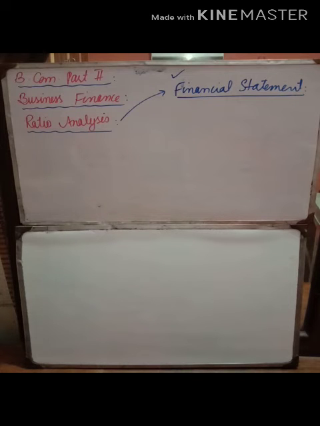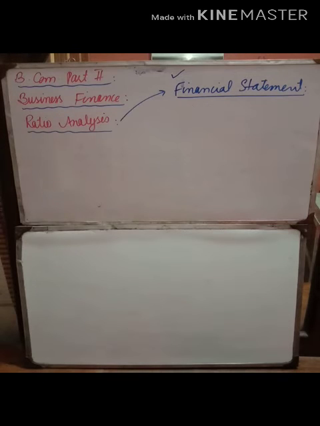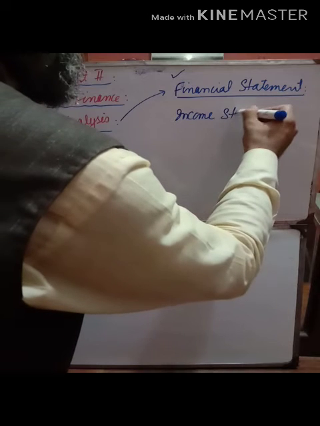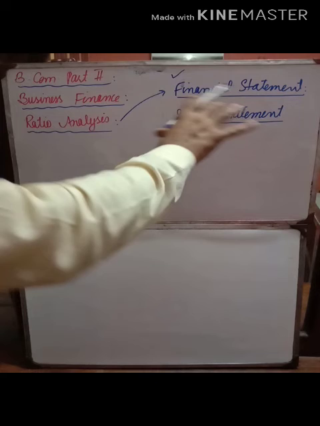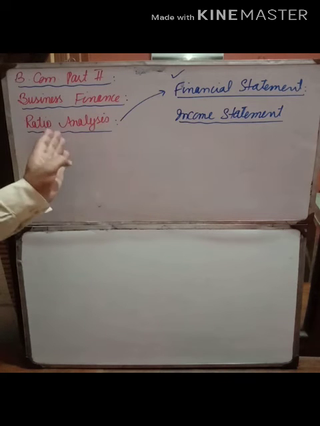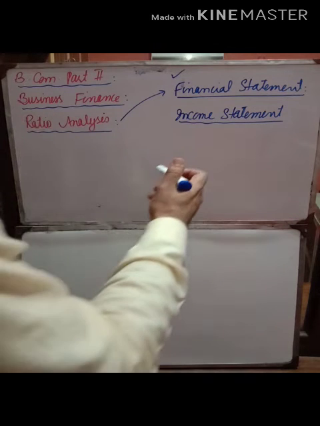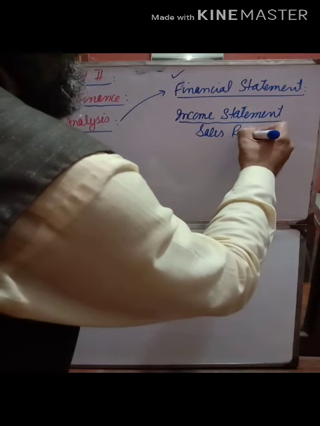Financial statements include different things like the income statement, balance sheet, and cash flow statement, but here we particularly discuss the income statement and the balance sheet. So we want to know about the items of the income statement, because the items of the income statement and balance sheet will be used in the ratio analysis. In the income statement, in simple format, we have first of all net sales or sales revenues.